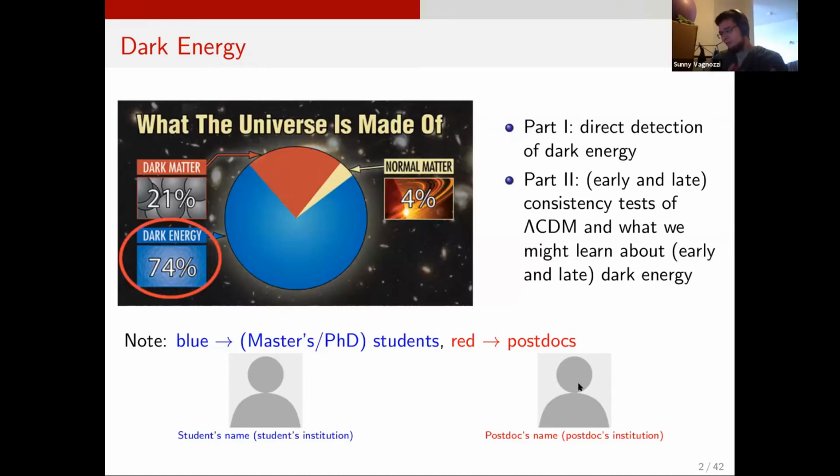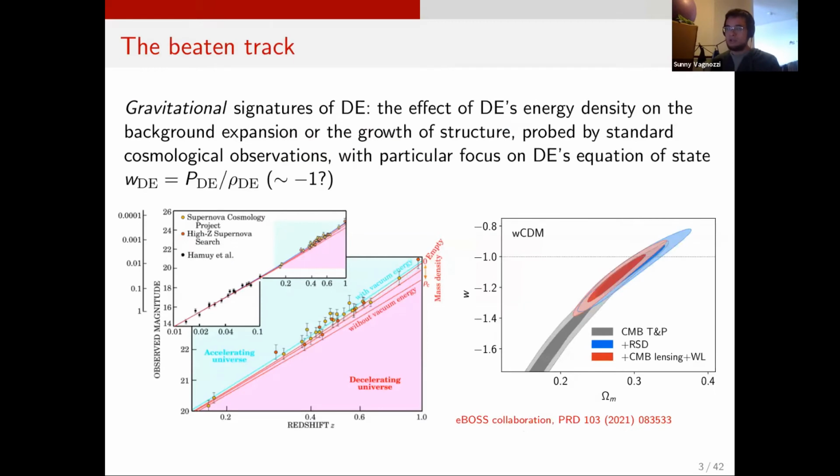Okay, so before going off the beaten track, let me just very briefly summarize what I think is the beaten track. So what are the main ways we're going after dark energy? I'm simplifying quite a bit here, but the main route towards understanding dark energy today in cosmology is to go after gravitational signatures of dark energy. What I mean by gravitational signatures is the signatures of dark energy's energy density, both on the background expansion of the universe and on the growth of structure. And in fact, we first discovered dark energy by measuring the background evolution using type 1a supernovae in 1998.